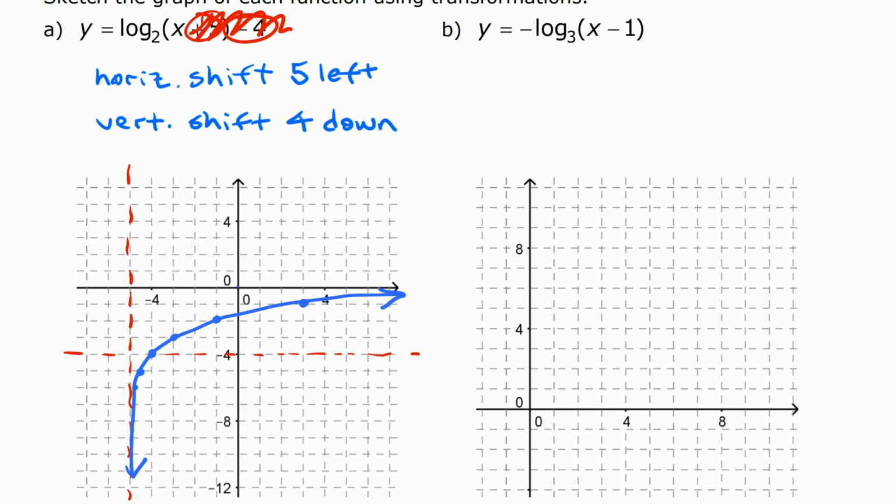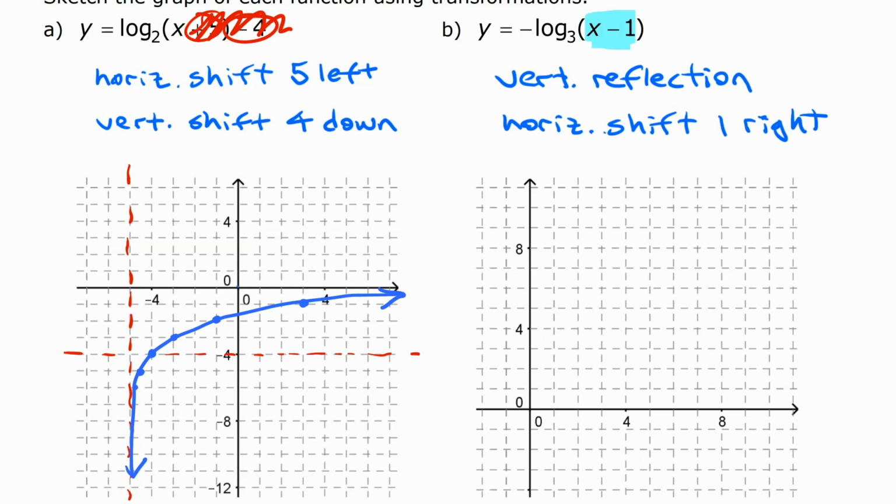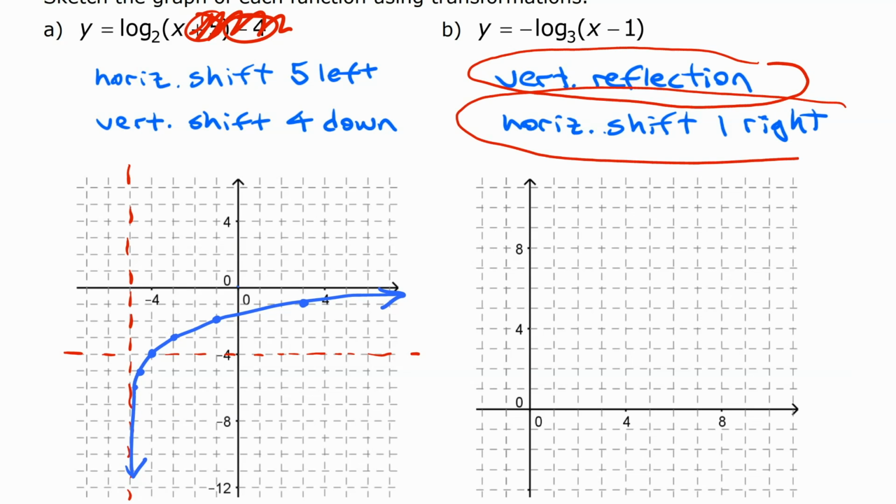Working with that second one, y equals negative log base 3 of x minus 1, identifying there's a couple of transformations here as well. First of all, there is a vertical reflection because of that negative in front of the whole function. And because of that x minus 1 in here, there is a horizontal shift of 1 to the right. Now, really, the order of the transformations is this happens first, and then this happens second.